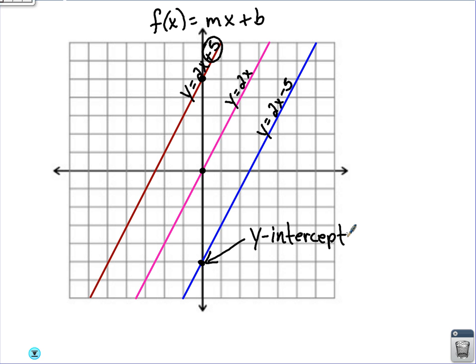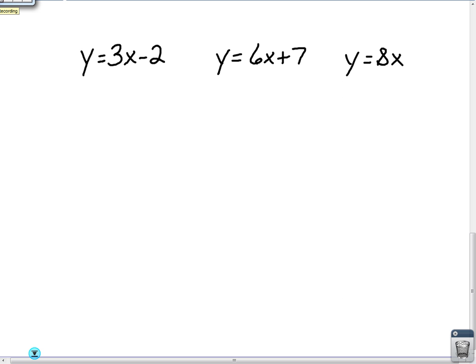So we see from that in this equation, y equals mx plus b, that this b term takes the place of our y-intercept. And that b term tells us where our graph is actually going to cross the y-axis. So from that, we know that y equals 3x minus 2 would have a y-intercept of negative 2. It's going to cross the y-axis down 2 units at negative 2. y equals 6x plus 7 would cross the y-axis up 7 units or at 7. And y equals 8x would actually cross the y-axis at 0. It would cross at the origin.